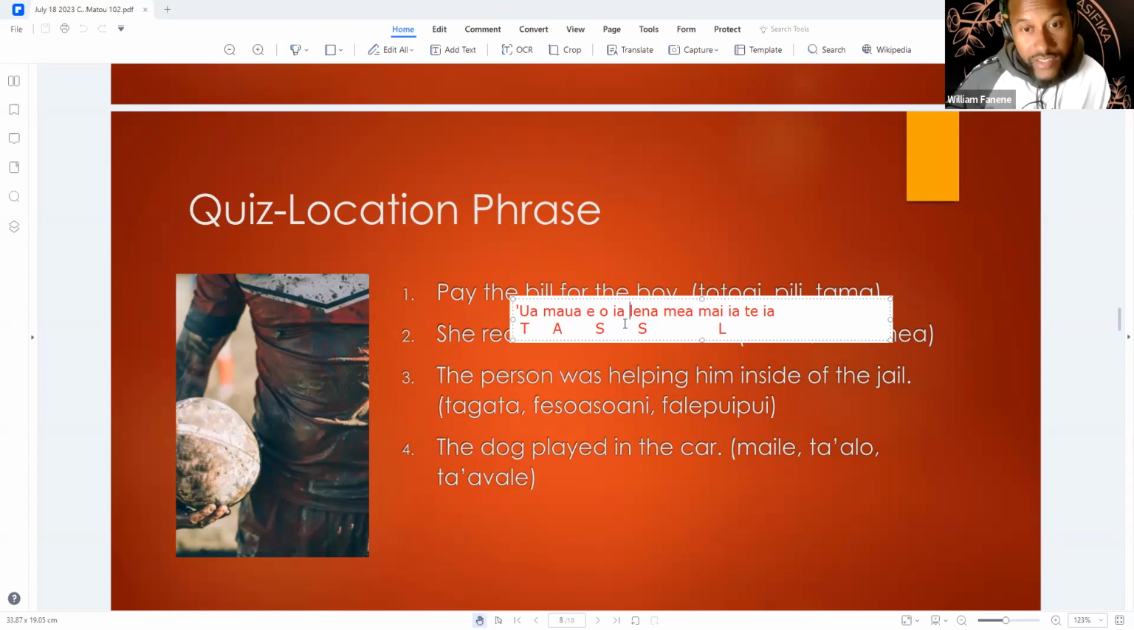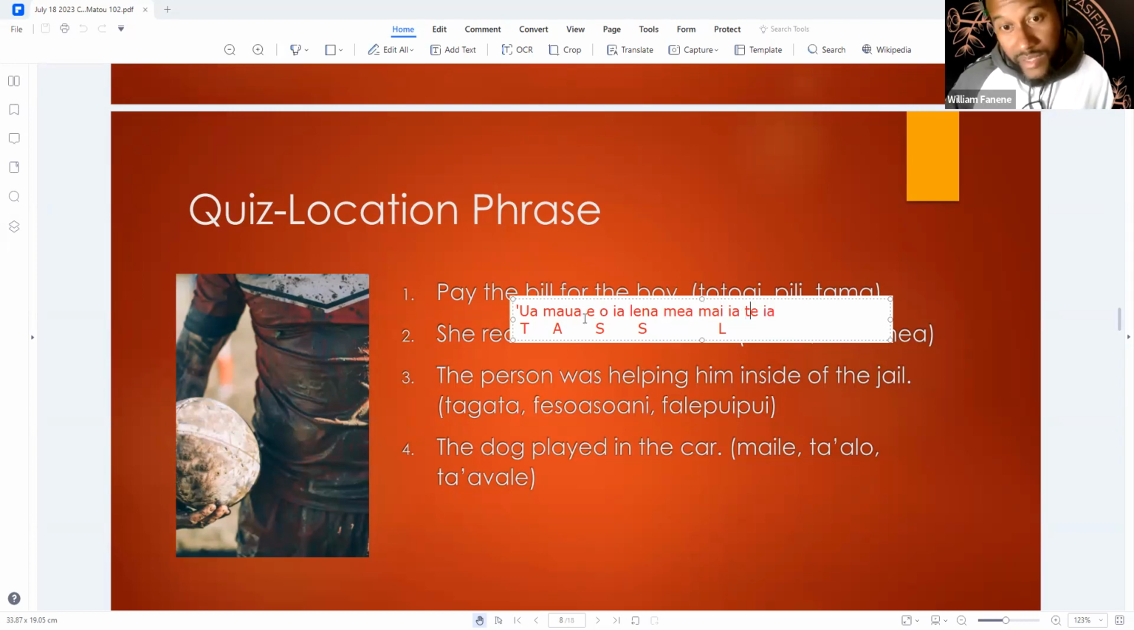So we have our tense. We have our action. The doer of the action is this subject, oia, and so we have to mark it with the e. That thing, or did that or received that from her. Ua maua e oia le nā mea mai ia te ia. Ua maua e oia le nā mea ia te ia. Mai ia te ia. Okay.